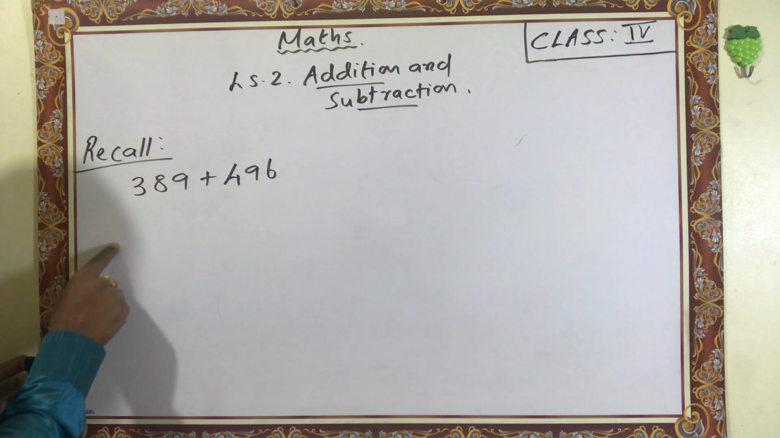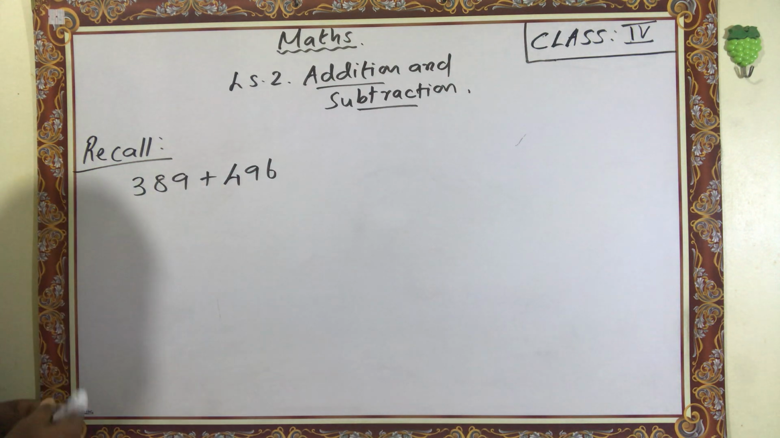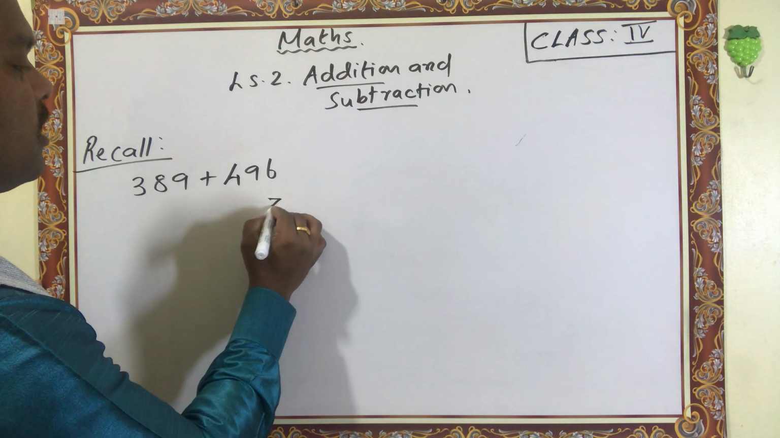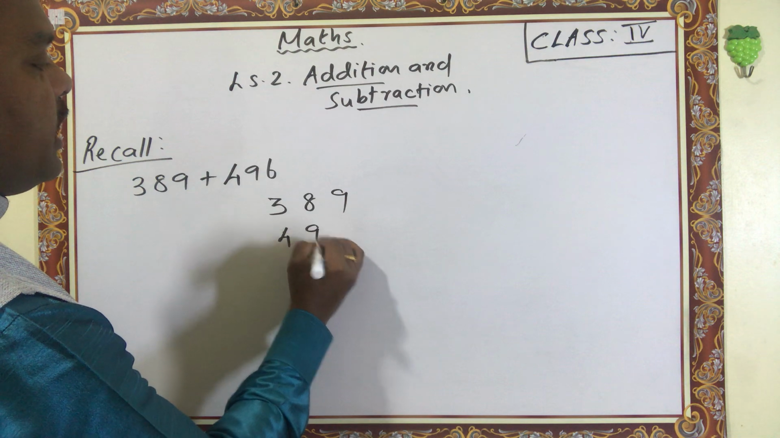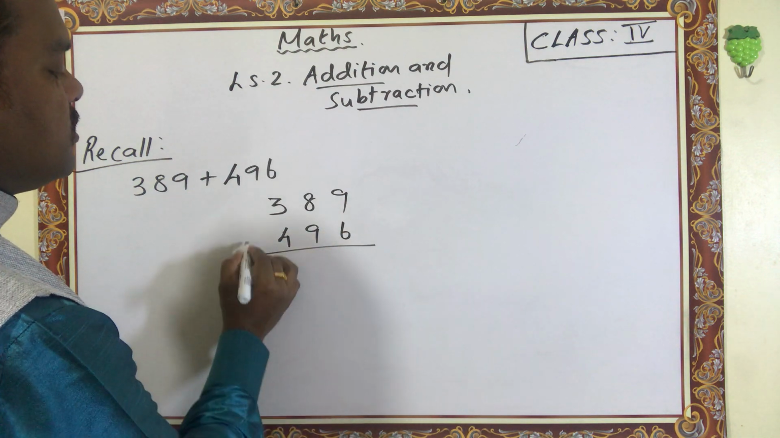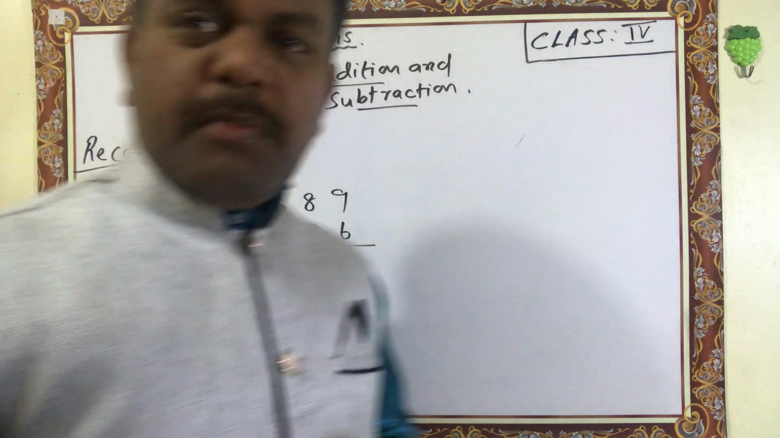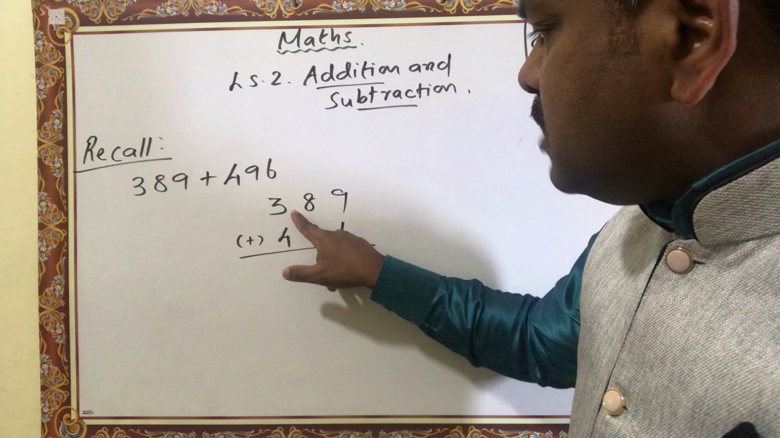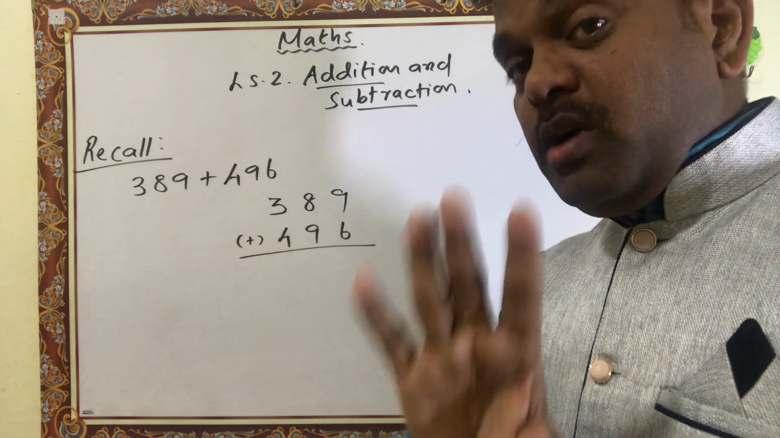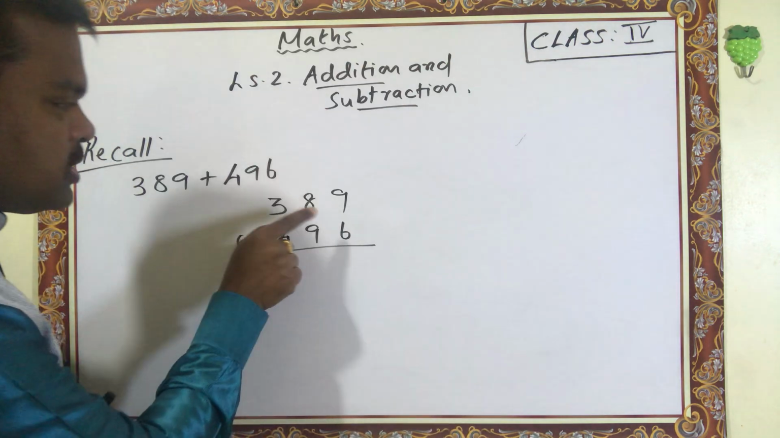Below this number you have to write. This is hundreds place, this is also hundreds place. Below that you have to write. See, 389, 496. This addition symbol, whatever it is, addition or subtraction or multiplication, always leave some space, then write. You will not make any mistake. For avoiding mistakes, just leave some space, then write.